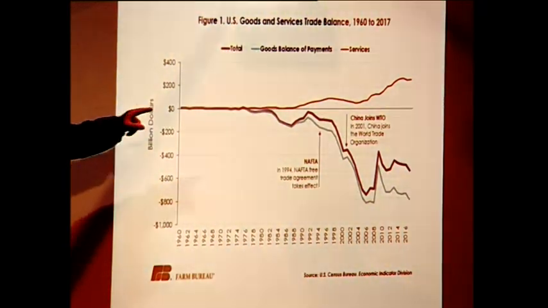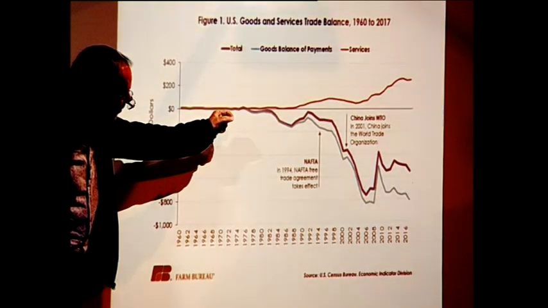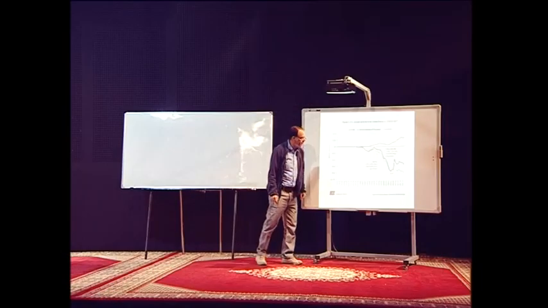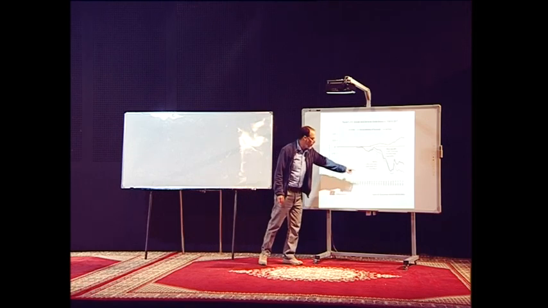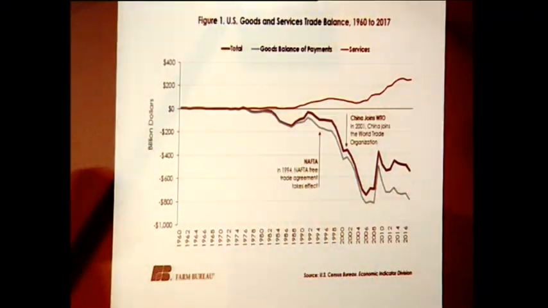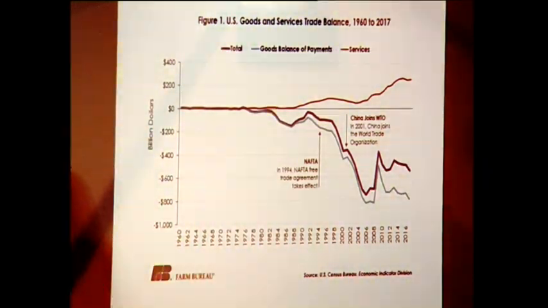And there are 2 critical moments that affected negatively the trade balance of the US. It's the beginning of NAFTA in 1984, okay? And also when China joined the World Trade Organization. These two affected the US trade balance negatively.